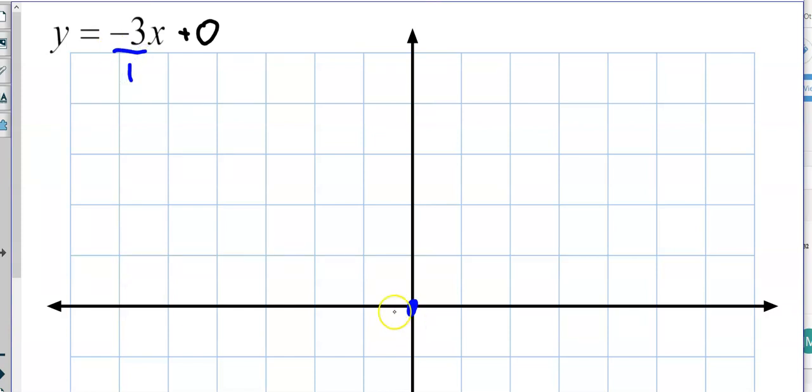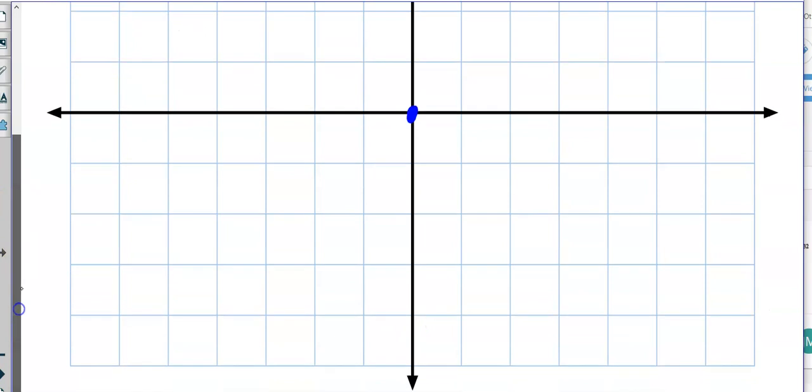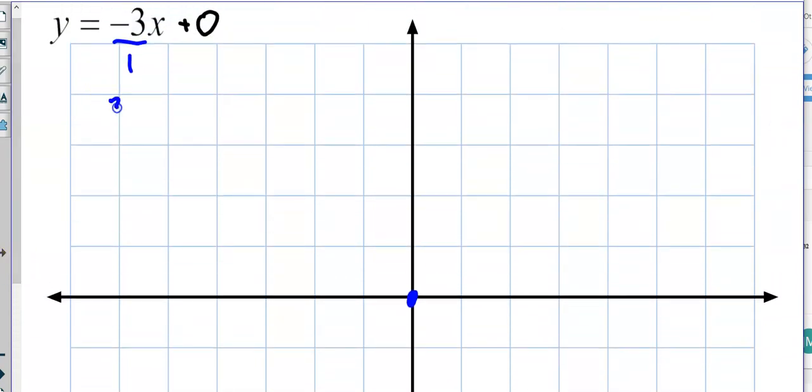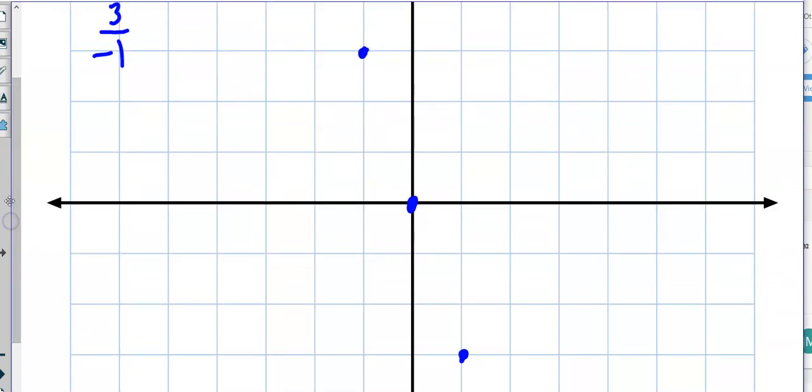So you have a choice. You could either go down 3, 1, 2, 3, and over 1 to the right. Or you could consider this the same thing as 3 over -1, and go up 3, 1, 2, 3, and go 1 to the left. Once you have enough points, you're going to go ahead and draw that line. You got it.